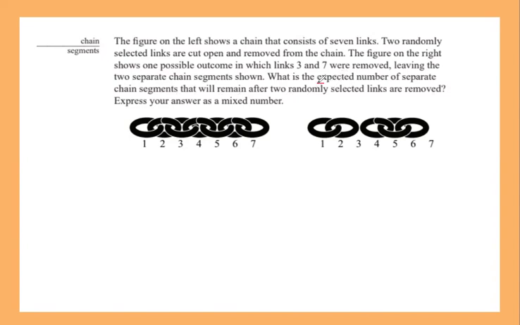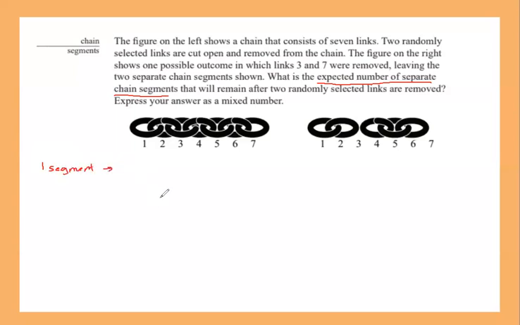We are looking for an expected number of separate chain segments, which means you could have some number of segments. Like in this example, we have only 2 segments: this is 1, this is 2, as a group. And I could also have only 1 segment. So let's go through the cases.